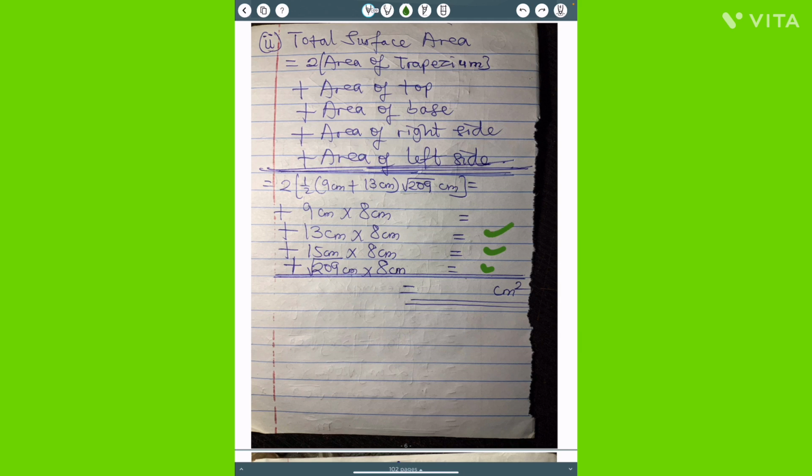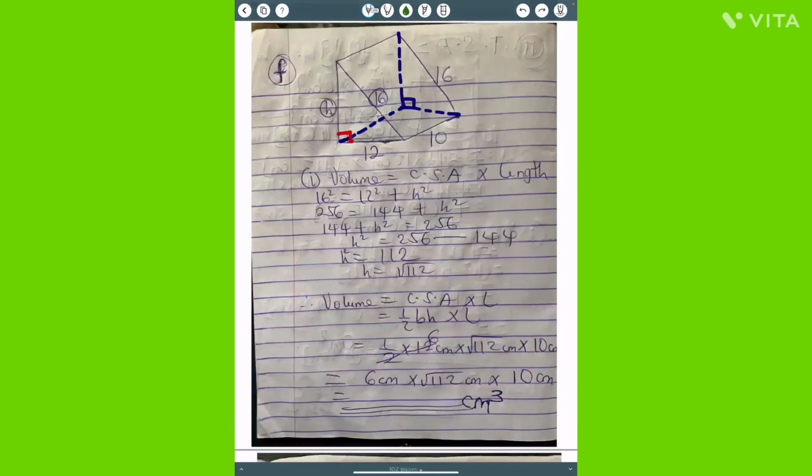1, 2, 3, 4. Then 5, 6. 6 faces. After getting the area of each of these, I'll add everything up and get my total surface area for the solid. Let's go to the next question here.